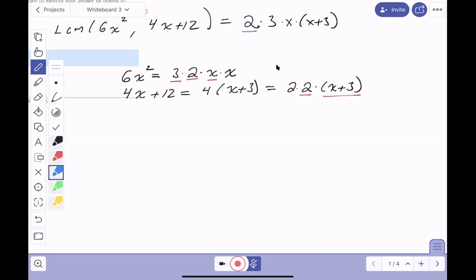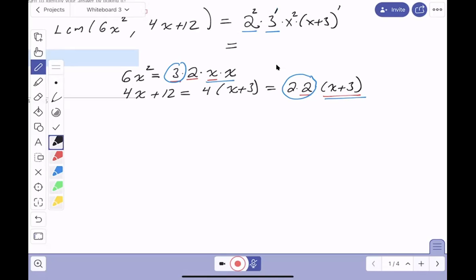So let's look at the 2. What's the maximum times it occurs in any one factorization? 2 times. Let's look at the 3. The maximum number of times it occurs in any one of those factorizations is once. Sorry, I put it in black. Okay, let's look at the x now. The maximum number of times it occurs in any one of those factorizations is twice. The maximum number of times the factor x plus 3 occurs in any one of those factorizations is once.